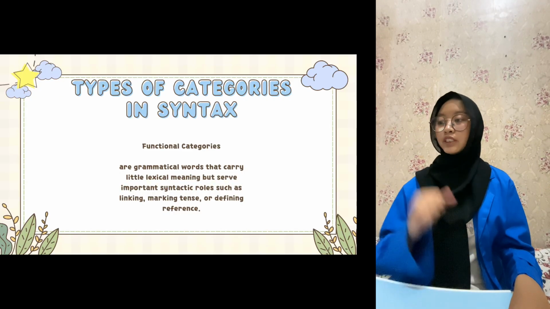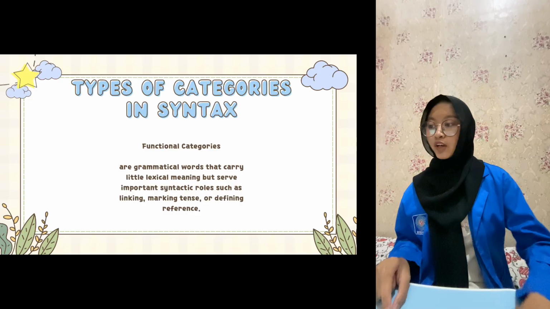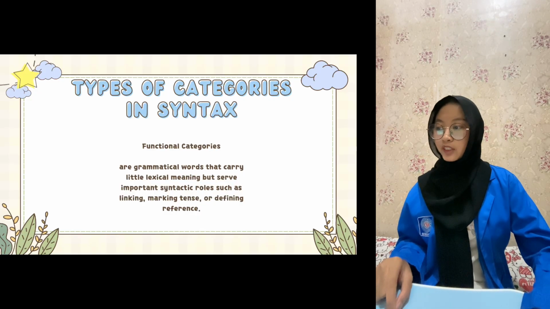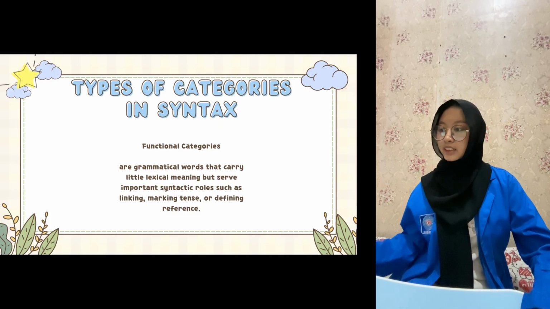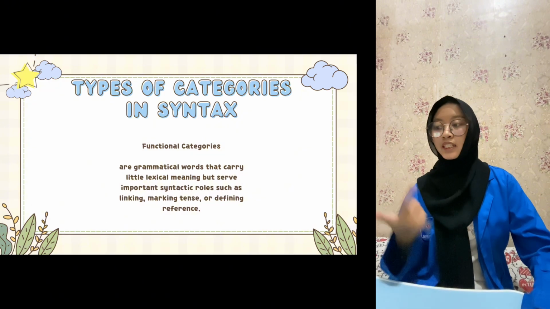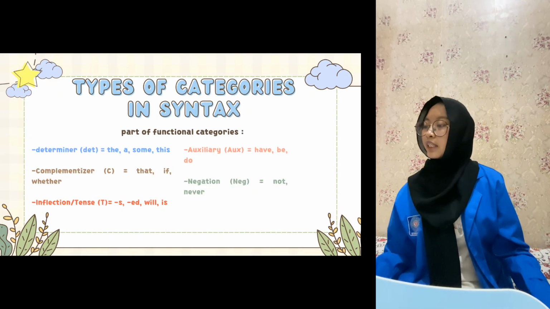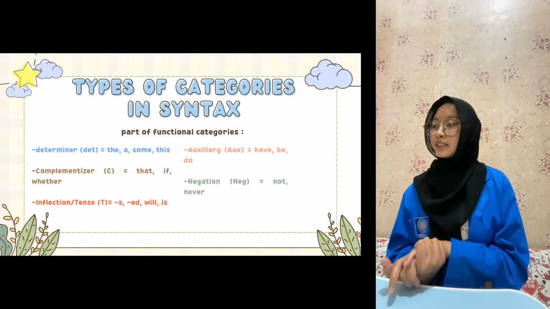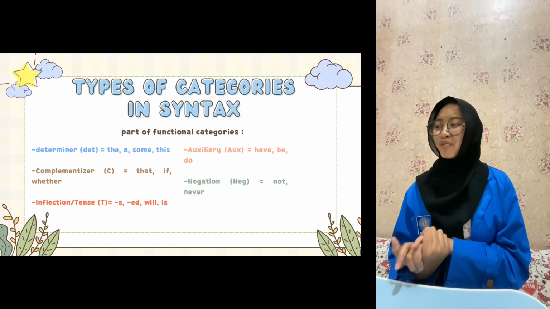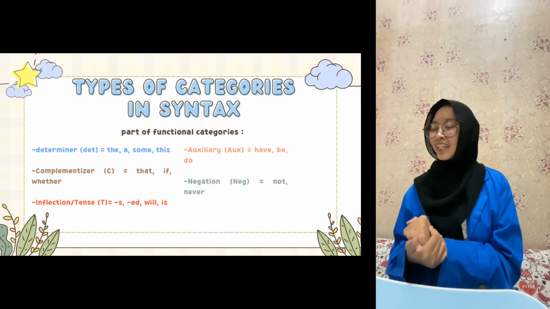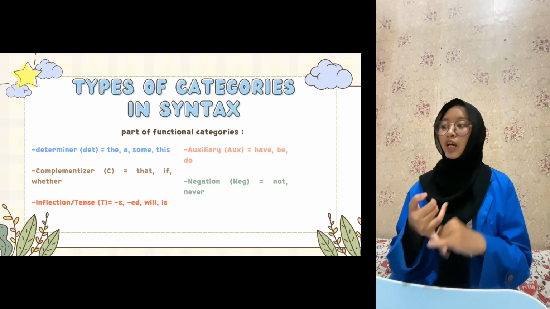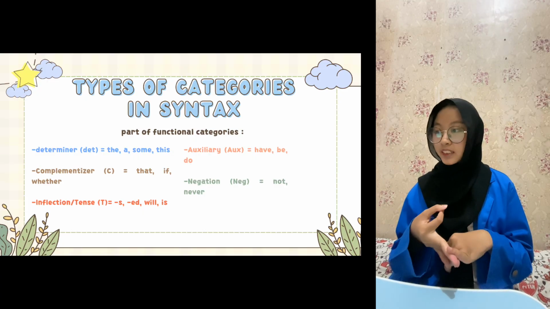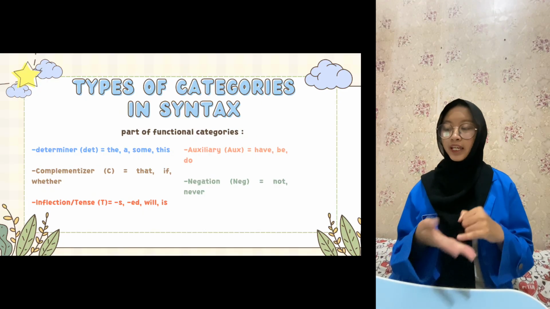We're moving on to the second category, functional categories. Functional categories are grammatical words that carry little lexical meaning but serve important syntactic roles such as linking, marking tense, or defining reference. These are the parts of functional categories: determiner, complementizer, inflection or tense, auxiliary, and negation.